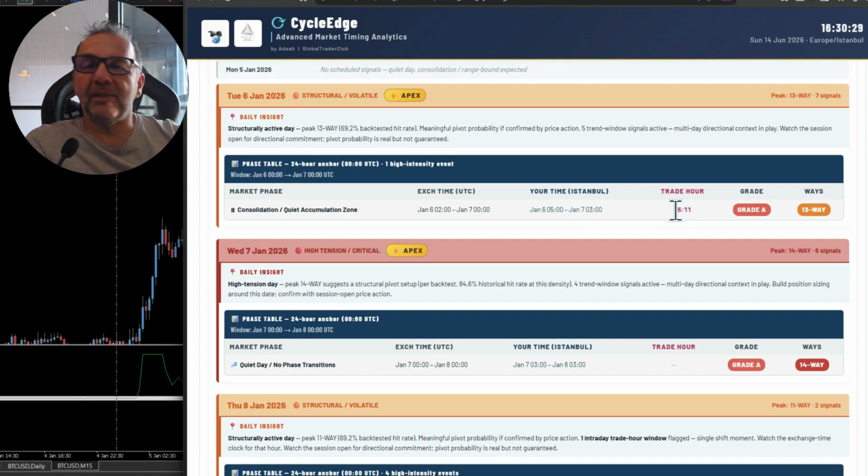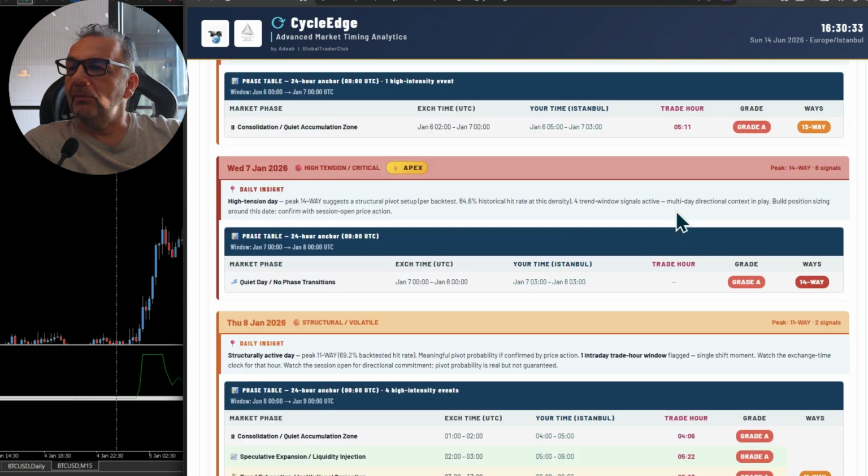On your cycle edge report, you might have 1 hour. Like on this one, it says from 3 to 8 o'clock. That's the zone. There's no specific hour, but this is the zone. So from 3 a.m. my time, this is a 24-hour block. Why? It's from 7 to 8 of Jan. So that's a 24-hour block.